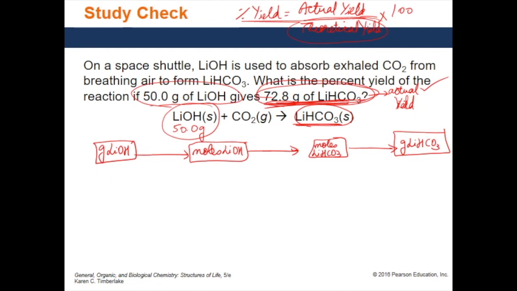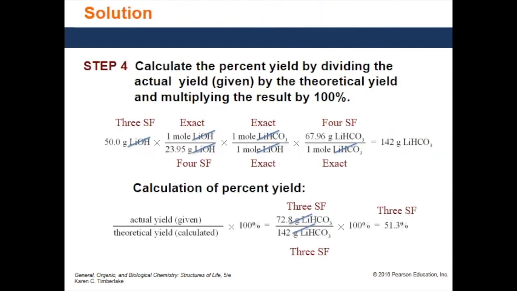What is the molar mass of LiOH? So the molar mass, if we solve for LiOH from the periodic table, would give you 23.95 grams. So 50 grams of LiOH will be converted into moles of LiOH by using molar mass. So 1 mole divided by grams of LiOH. Grams and grams got cancelled. Our answer is in moles.